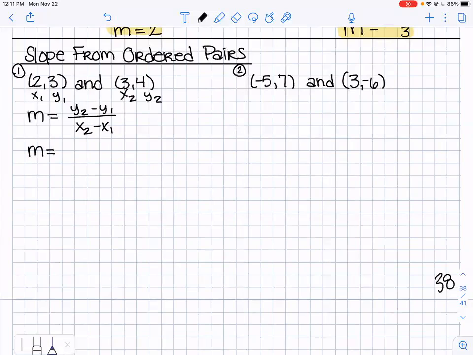M equals what's y2? 4 minus 3 over 3 minus 2. What's 1 divided by 1? 1. So the slope of this one should just be 1. Okay, let's do the second one. Again, x1, y1, x2, y2. You could flip these and still get the same answer. Not a big deal. Okay, y2 minus y1 over x2 minus x1.